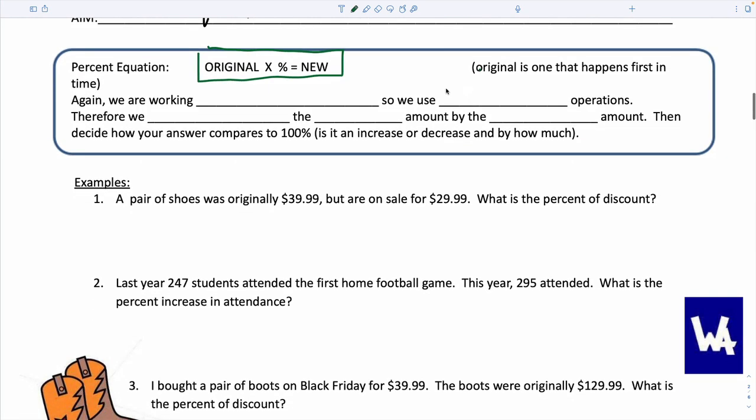There you go. Notice that the original one is the old one. That's the one that happens first in time.